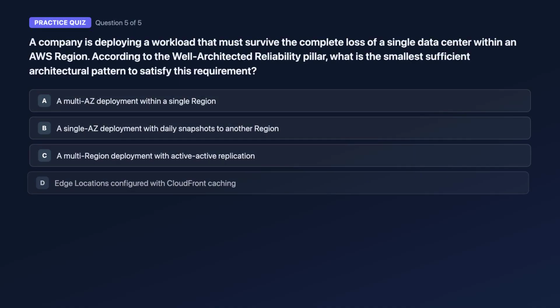Question 5. A company is deploying a workload that must survive the complete loss of a single data center within an Amazon Web Services region. According to the Well-Architected reliability pillar, what is the smallest sufficient architectural pattern to satisfy this requirement? A. A multi-AZ deployment within a single region. B. A single AZ deployment with daily snapshots to another region. C. A multi-region deployment with active-active replication. Or D. Edge locations configured with CloudFront caching. Think about which constraint matters most here.